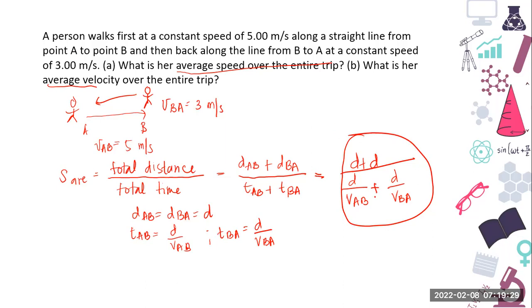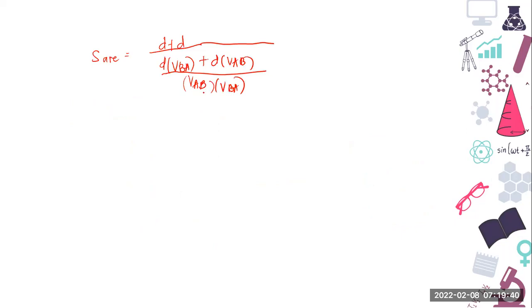Because if I add or get the sum of this, you have to get the LCD, which is VAB, VBA, and then simplify it. That's why I got this. Okay, sorry for the handwriting. So we simplified further. That's D plus D, that's 2D all over. We can already get the simplified version. This is the denominator, putting it up, or multiplying the reciprocal.